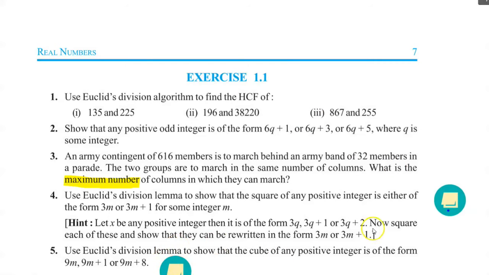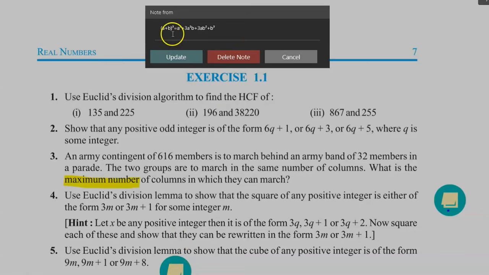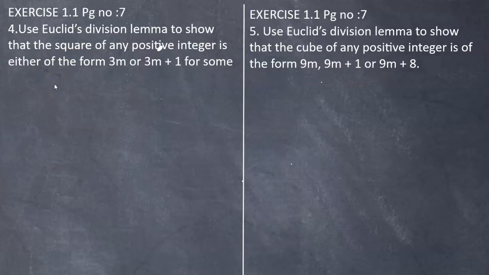And for the cube of any positive integer, a plus b the whole cube equals a cube plus 3a square b plus 3ab square plus b cube. These are the formulas we will be using for these two sums. First, let's do it step by step.